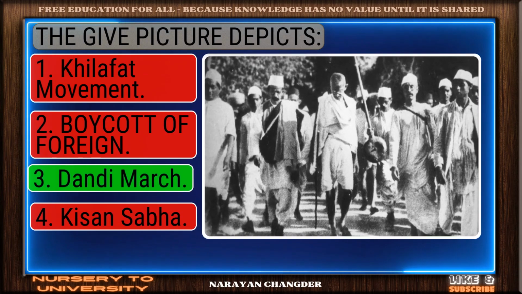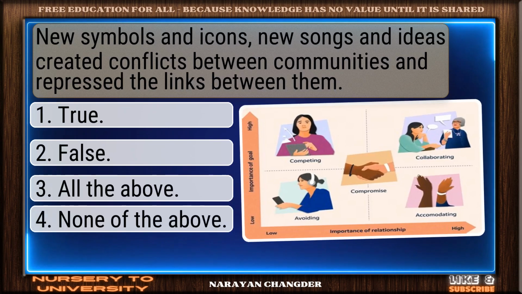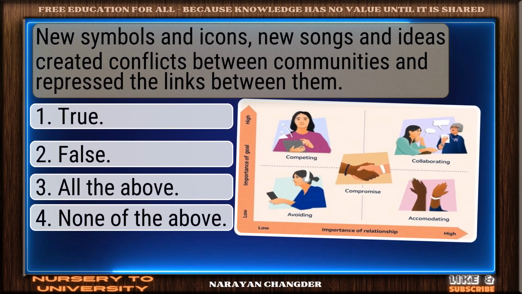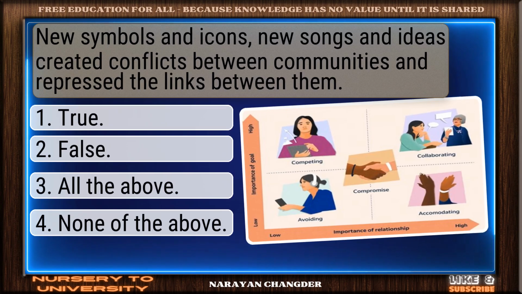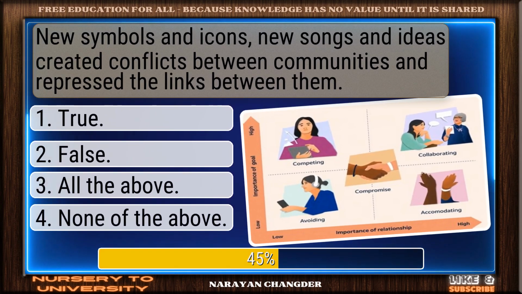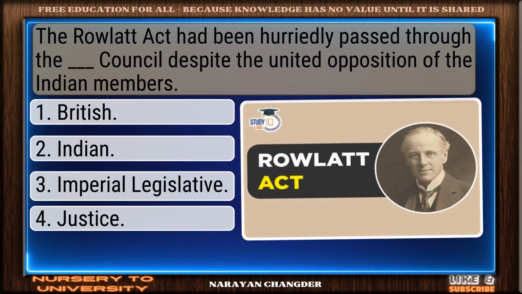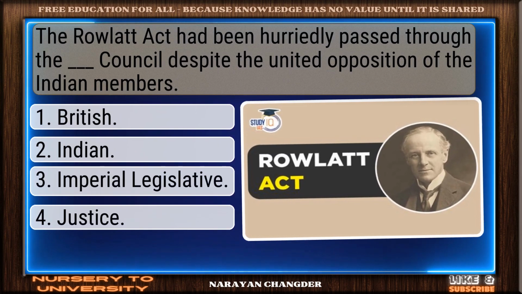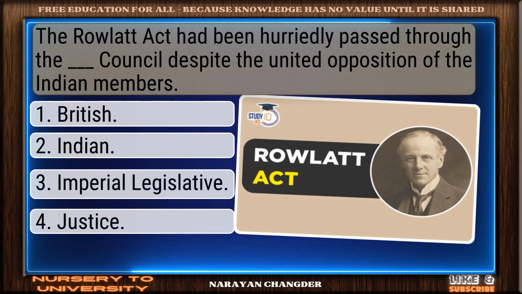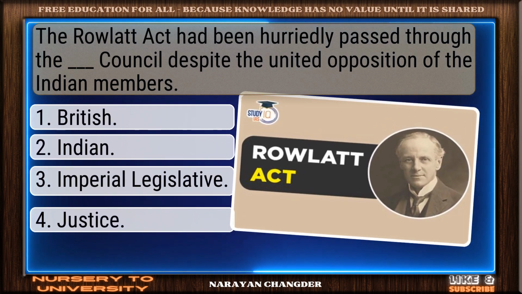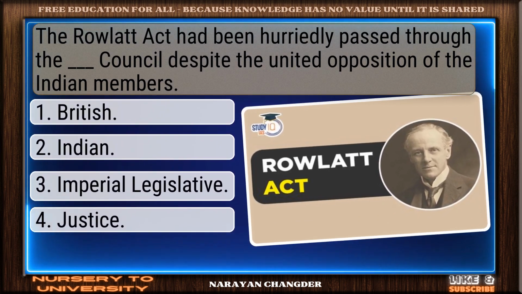Excellent choice. Dandy March is right. New symbols and icons, new songs and ideas created conflicts between communities and repressed the links between them. Exactly. False makes sense. The Rowlatt Act had been hurriedly passed through the Imperial Legislative Council, despite the united opposition of the Indian members.